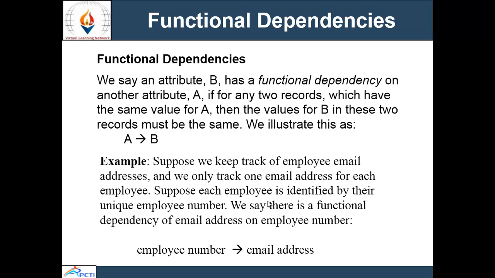For example, suppose we keep track of employee email addresses and we only track one email address for each employee. Suppose each employee is identified by a unique employee number. Then we say the functional dependency is of email address on employee number, meaning email address is functionally dependent on employee number.